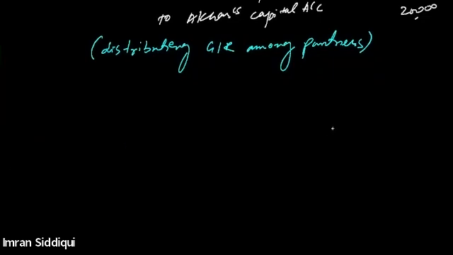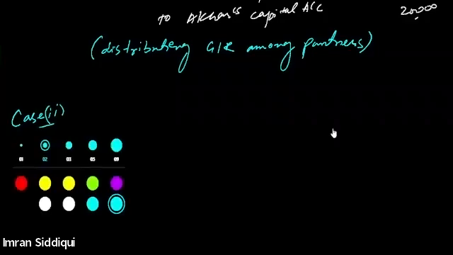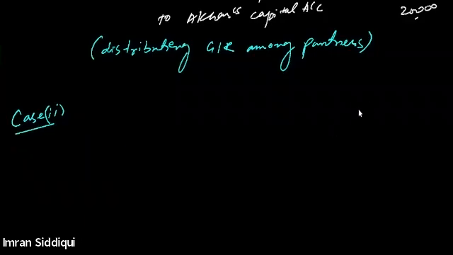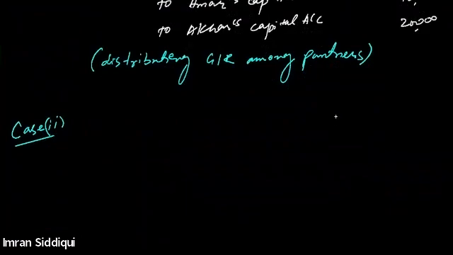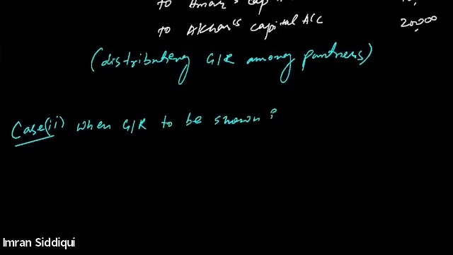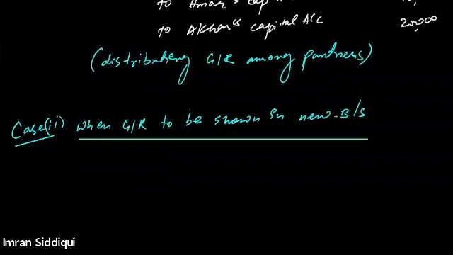I hope you already did this. Case number 2. In case 2, the question requires us to treat the general reserve, considering that it is not to be distributed among the partners, since it is shown in the new balance sheet. So when the general reserve is to be shown in the new balance sheet, then we need to do the adjustment entry.